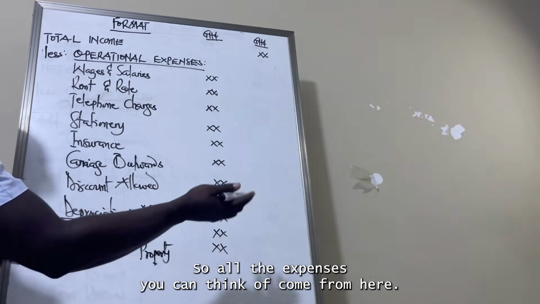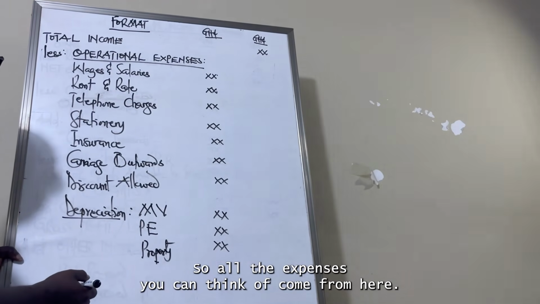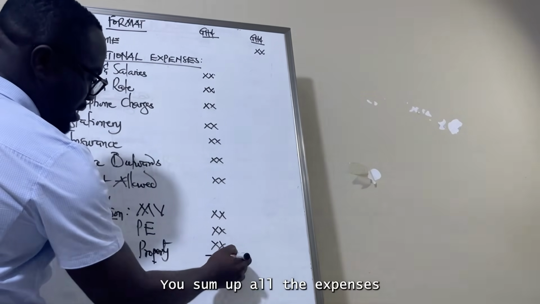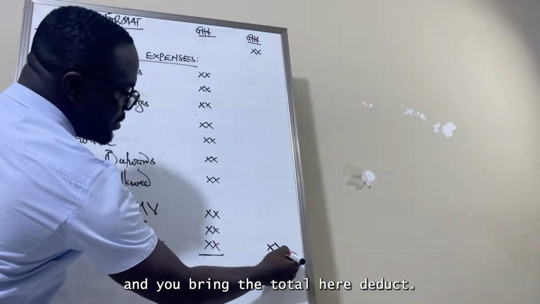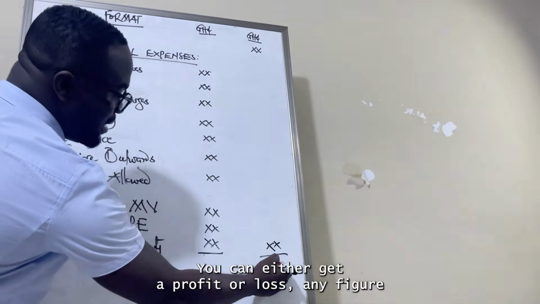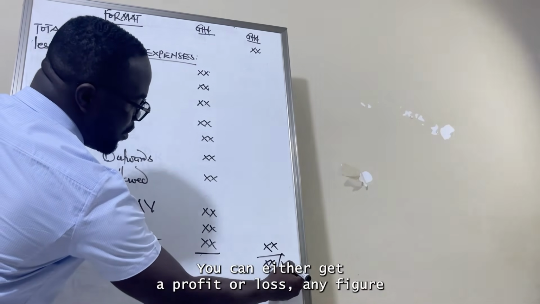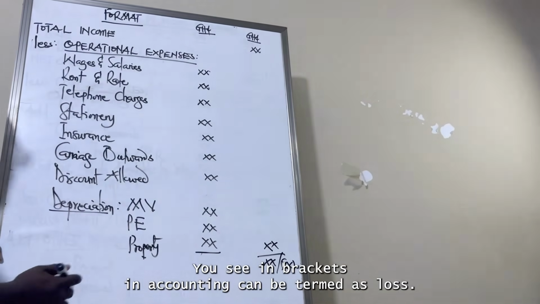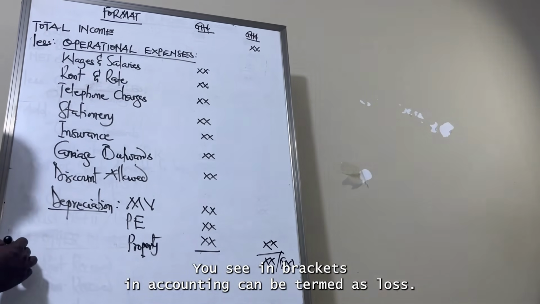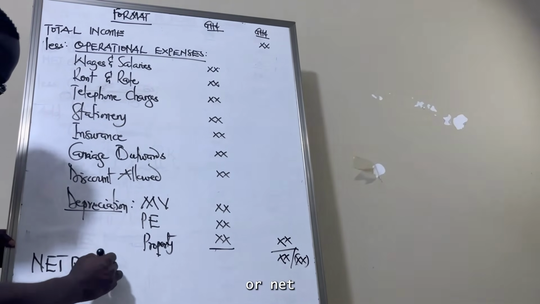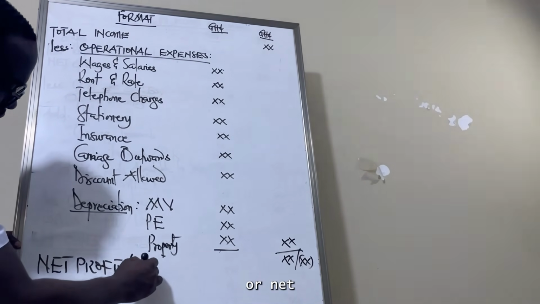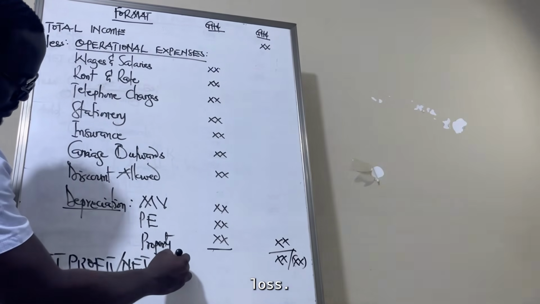Okay, so all the expenses you can think of can come here. You sum up all the expenses and you bring the total here. Deduct, you can either get a profit or loss. Any figure you see in brackets in accounting can be termed as loss. So we have net profit or net loss.